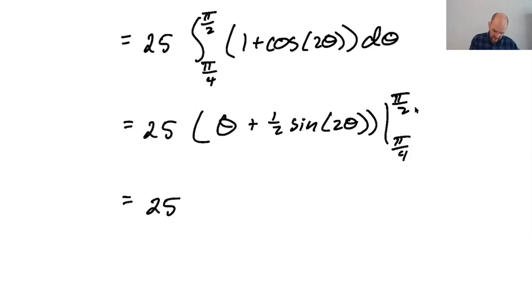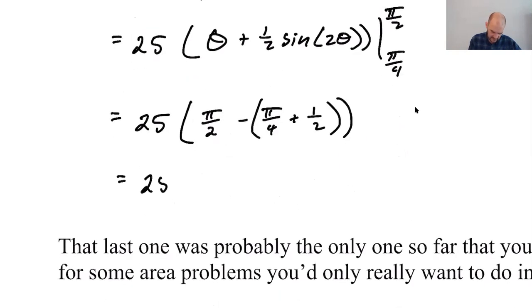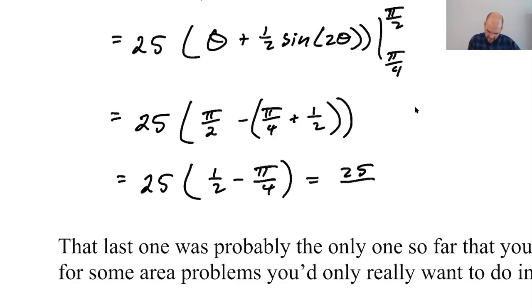So 25. This is one of those instances where things don't all zero out. So pi over 2. The sine of pi is 0 though. Minus the quantity, pi over 4. I should have put this in parentheses. The sine of pi over 2 is 1, so plus 1/2. So this is 25 times 1/2 minus pi over 4. So 25 over 2 minus 25 pi over 4.